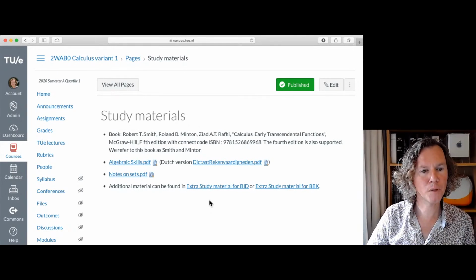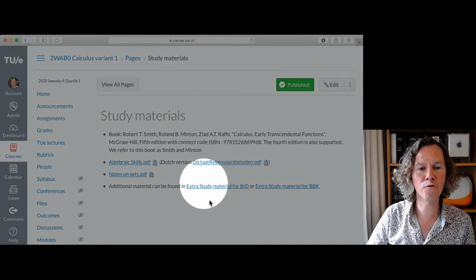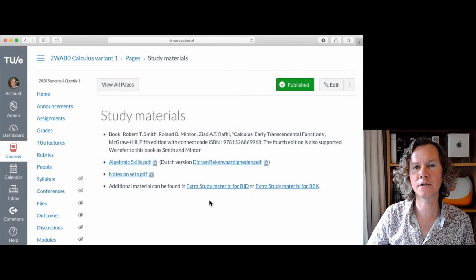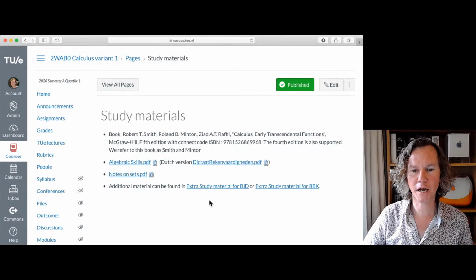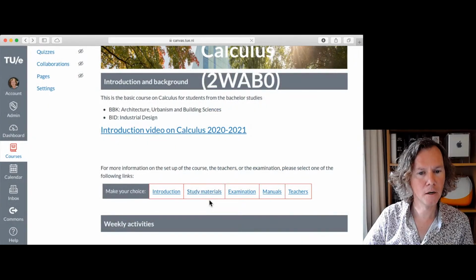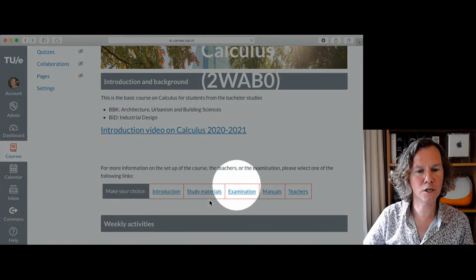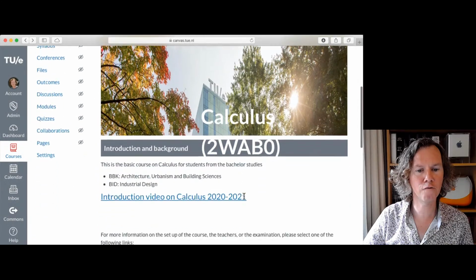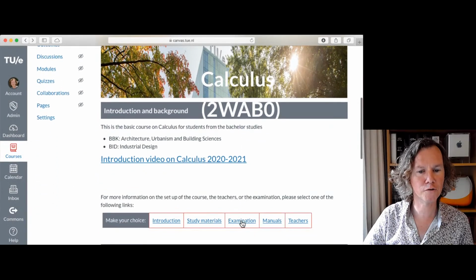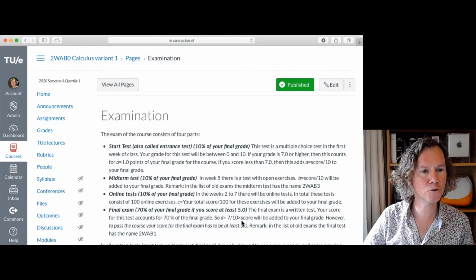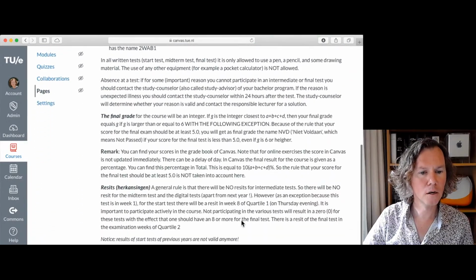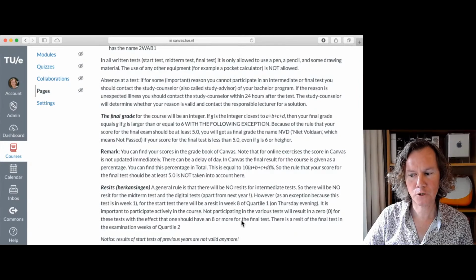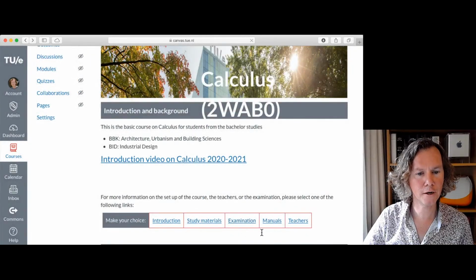That's mostly it. So also there is here a folder, extra study material for BID, but I'll just put it on the website. So the weekly pages that we have, I'll get there in a second. I'll put my slides there, like I did for today. Examination has a little bit more info on the different forms of exams that we will have here. So start test, midterm, the online test, final exam, all the details. So let's not go into that now.